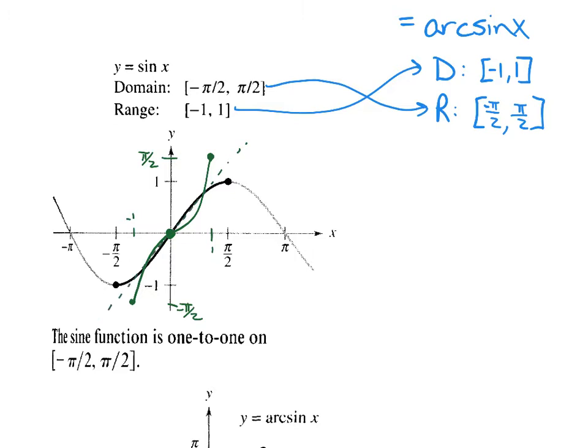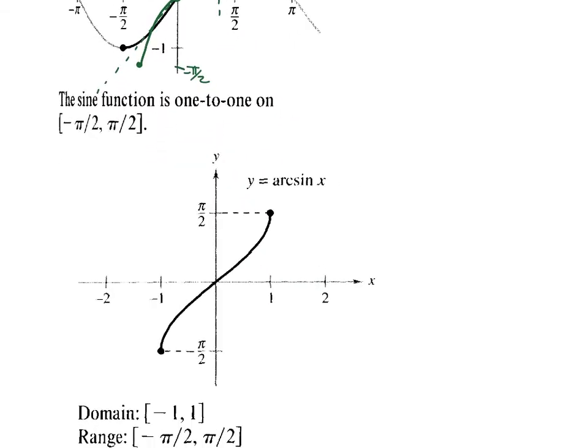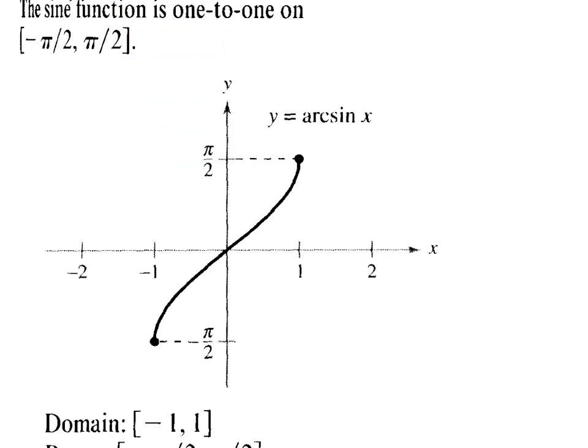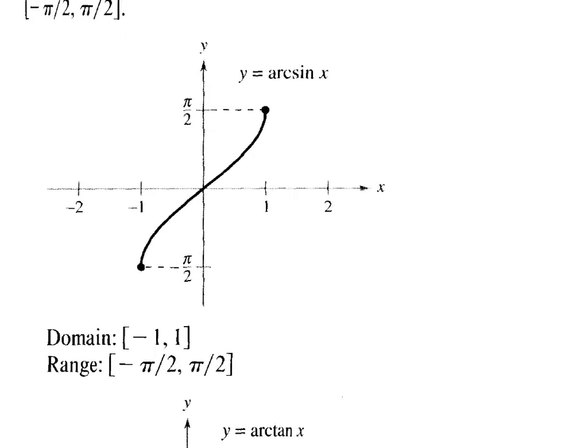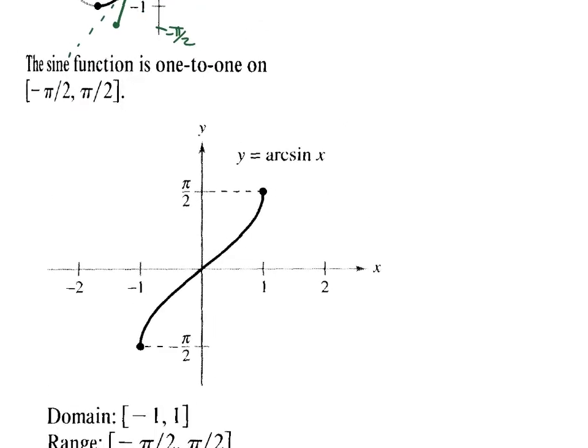Looks a little bit distorted here because they have pi over 2 about equal on the x-axis to what 1 is on the y-axis, so it's a little squished. But that's the reflection. That's what that would look like, and you could actually see that a little better drawn down here. Okay? So that's our inverse sine.